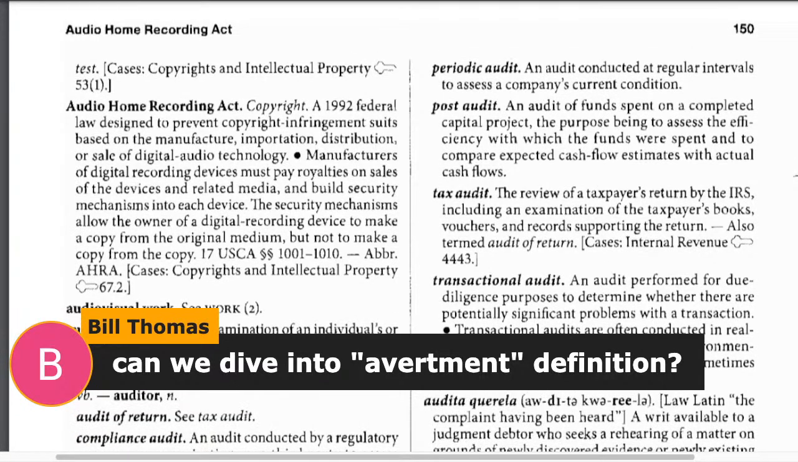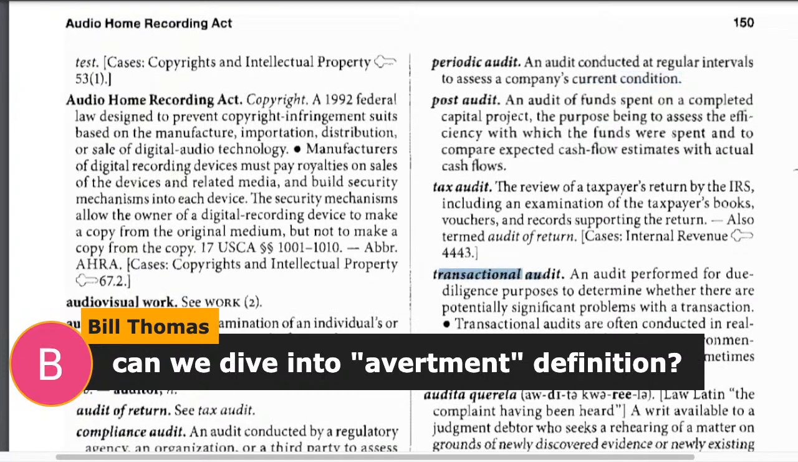Post-audit: the audit of funds spent on a completed capital project, with the purpose of assessing the efficiency with which the funds were spent and comparing expected cash flow estimates with actual cash flows. Not to mention the periodic audit, an audit conducted at regular intervals to assess a company's current condition. And of course, the transactional audit, an audit performed for due diligence purposes to determine whether there are potentially significant problems with a transaction. Transactional audits are often conducted in real property transactions to identify any environmental problems. In that context, the audit is sometimes called a site assessment.